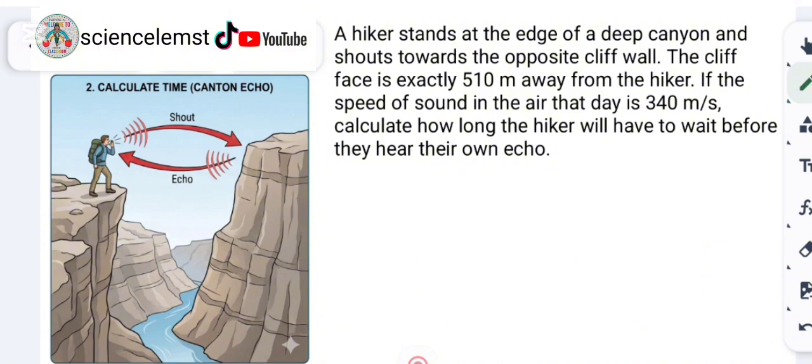Let's collect the information. What's given? We are given the distance. You can call it delta x. It's fine. 510 meters. And then what are we given? We are given the speed of sound in air. Remember I said to you, sound travels faster in solids than it does in liquids, than it does in air.